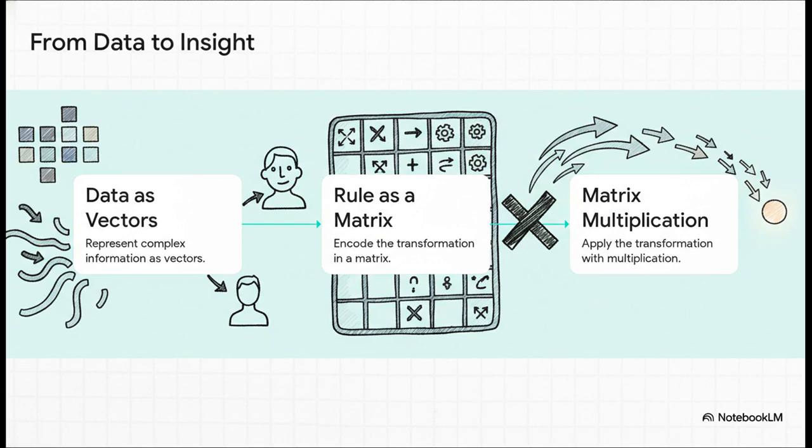And here's the basic workflow. It's really elegant. First, you take complex data, like all the pixels in an image, and you represent it as vectors. Second, you take that linear transformation, the rule for changing the data, and you encode it in this object called a matrix. And finally, applying the transformation is as simple as matrix multiplication. It's an incredibly powerful system.